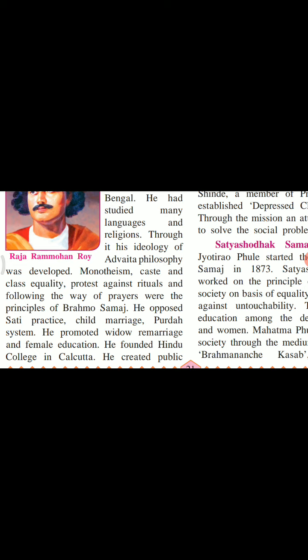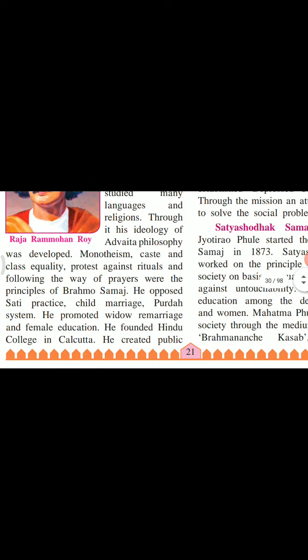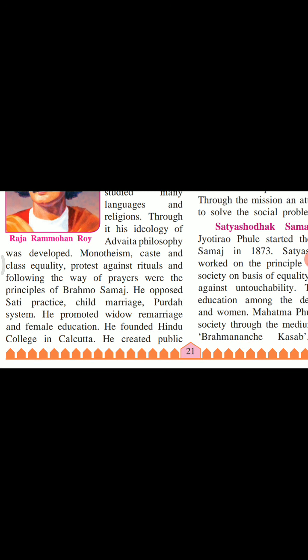He opposed sati practices, child marriage, and the poverty system. He promoted widow remarriage and female education. He founded Hindu College in Calcutta. So the bad practices were sati and child marriage. Then he promoted widow remarriages. Then a very important thing is female education. Females must be given education. So he founded Hindu College in Calcutta.